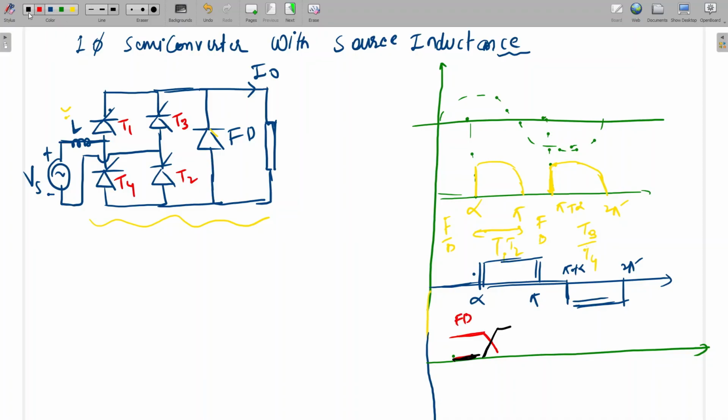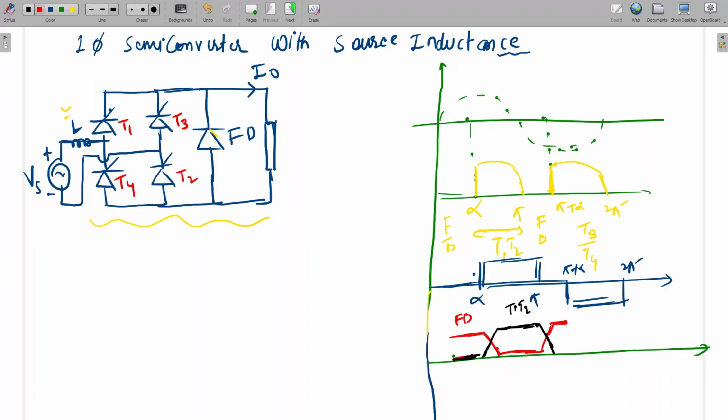Again this black will go up to here. This is T1, T2. Again here the freewheeling diode current becomes 0, and then it will start conducting again. So it will be like this, and again here it will go up to here. Next time, this red color is the freewheeling diode, and this black color was T1, T2.